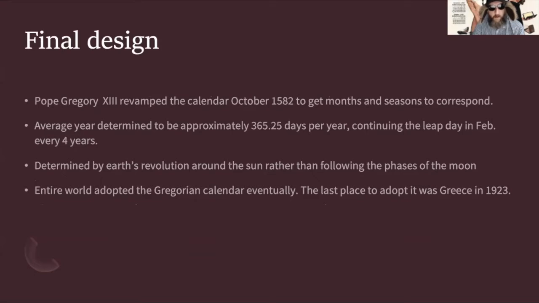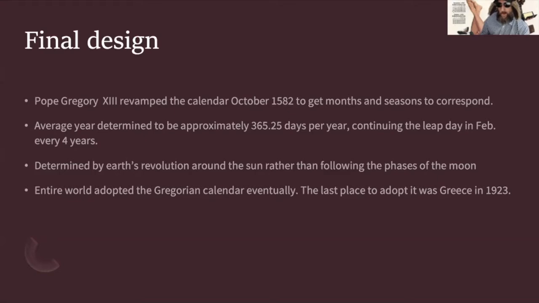So finally, Pope Gregory the 13th revamped the calendar in October 1582, and he wanted to get the seasons to correspond with the months. The average year was determined to be approximately 365.25 days per year. So he continued the leap day in February because it was divisible by 4. By adding or taking away that additional day, they were able to get back into an even amount of days per year.